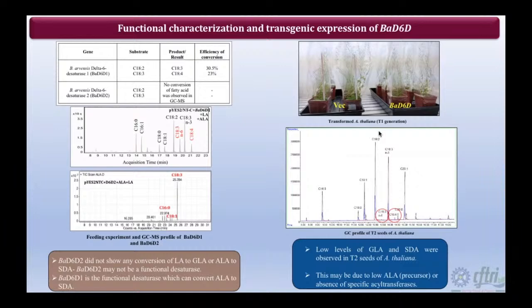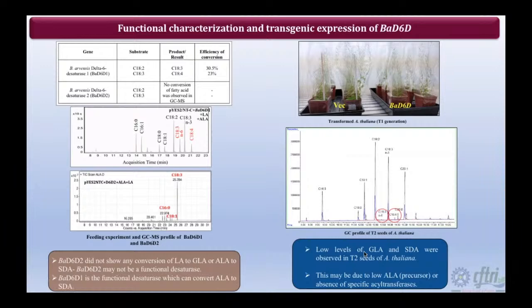We expressed the D6D gene under the control of the seed-specific oleosin promoter in Arabidopsis, and upon taking the seeds of the T2 generation and checking the GC profile, we got very low levels of GLA and SDA, that is around 0.5% to 0.6% GLA content and SDA of 0.4 to 0.7% of the total fatty acids. Even though the quantity was small, the presence of this in the seed indicates that there is a possibility of producing SDA and GLA transgenically in other plants. The low levels may be due to less content of ALA, the precursor, or absence of specific acyltransferases.